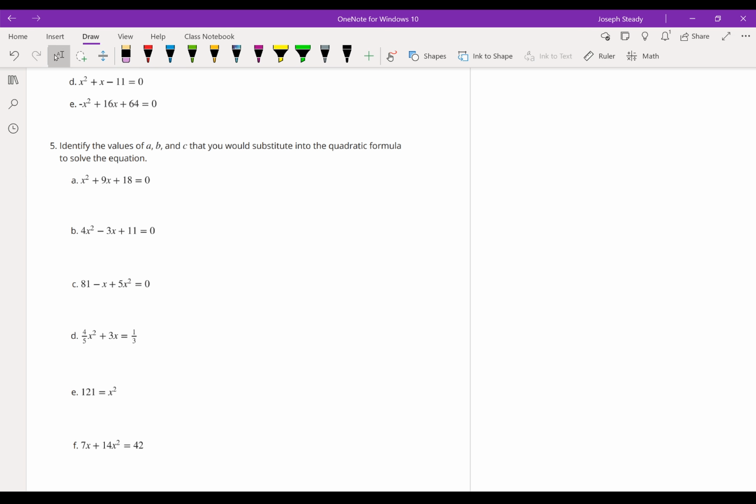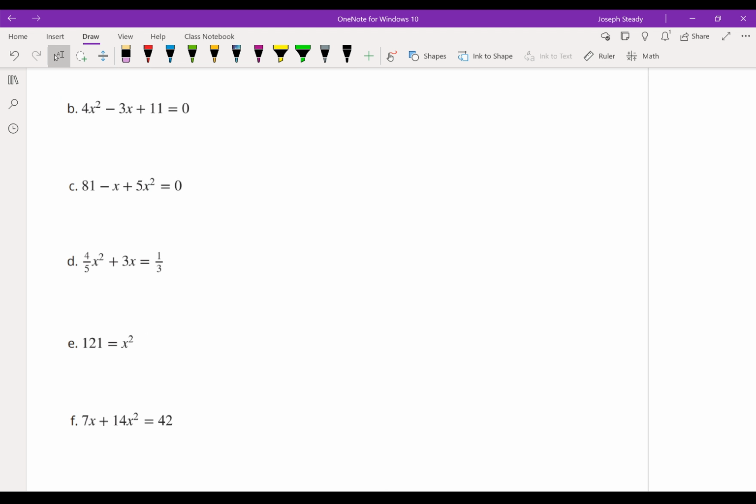D, E, and F are even a little bit trickier because these three are not equal to 0 yet. I have to make this 1/3 into a 0. Well, how do I do that? I subtract 1/3 from both sides. Once we do that, we get 4/5 x squared plus 3x minus 1/3 equals 0. And then we're looking more like a normal quadratic. A equals 4/5, b equals 3, and c equals negative 1/3.